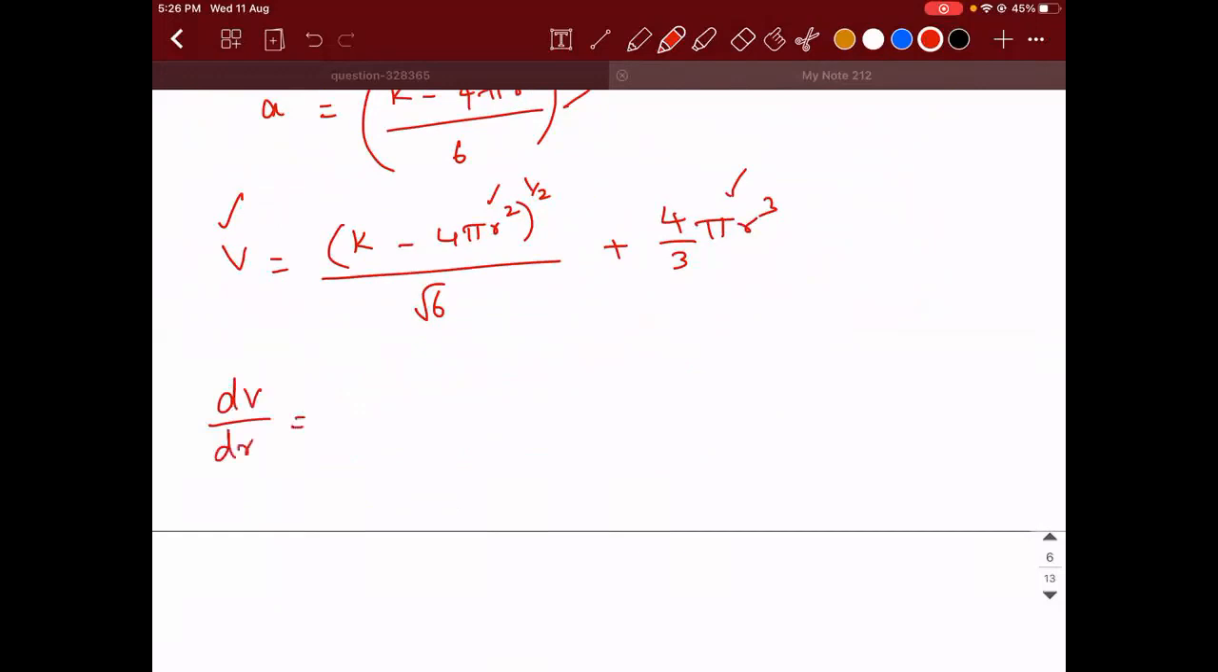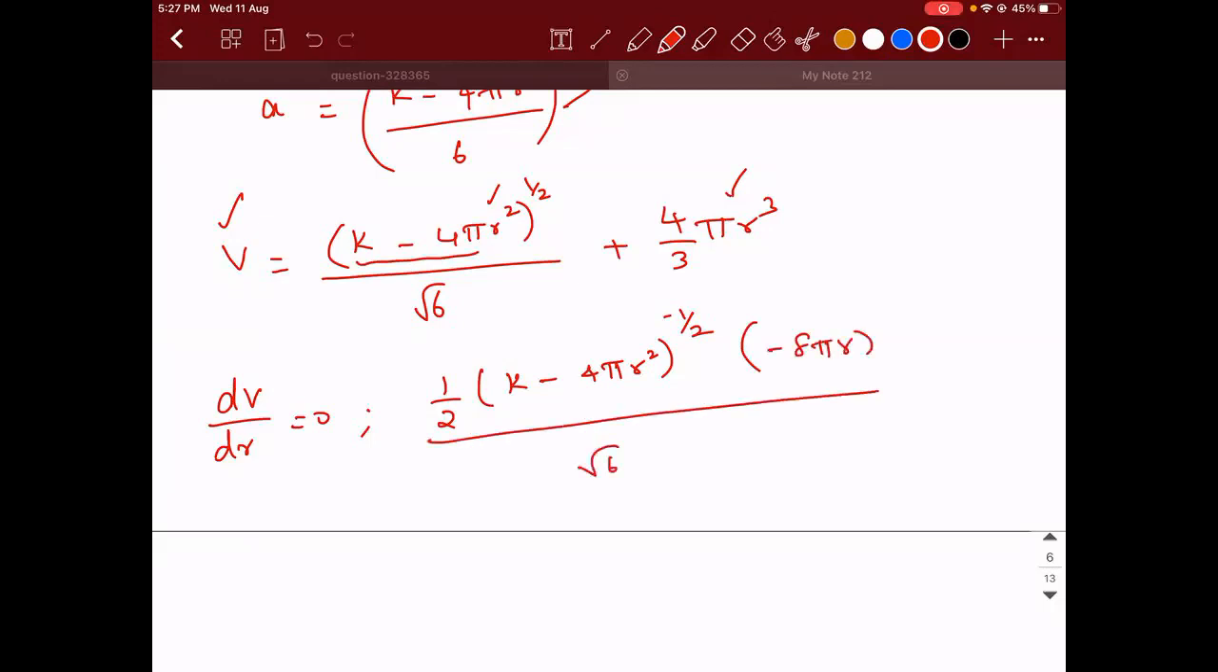dV by dr should be equal to 0. So dV by dr is how much? Half into k minus 4 pi r square, the whole power minus half, into derivative of k minus 4 pi r square, which is minus 8 pi r, the whole divided by root 6.